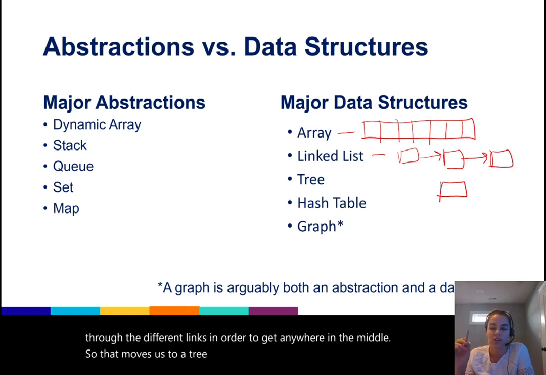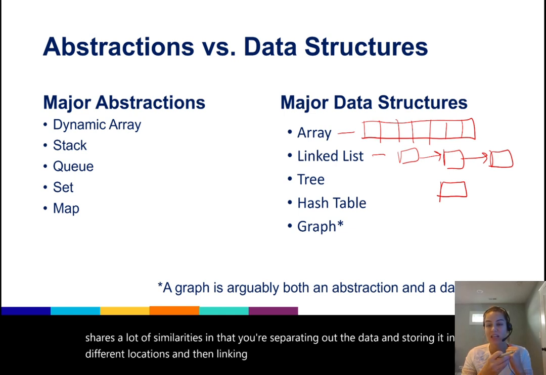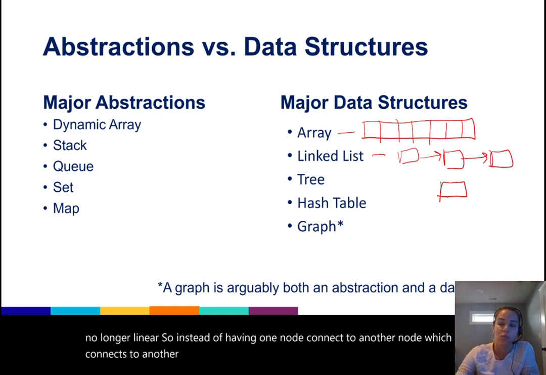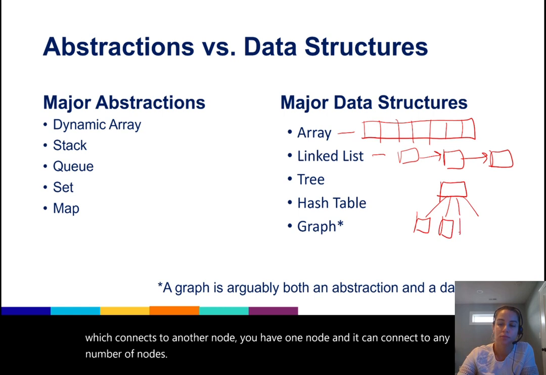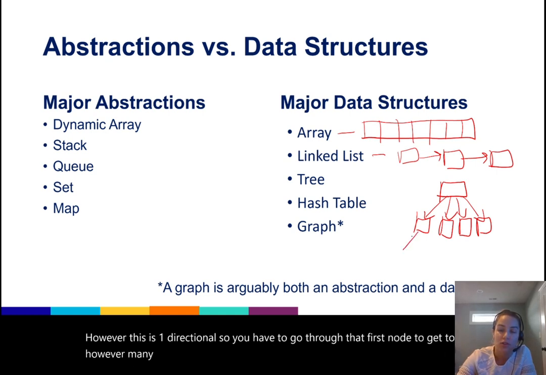So a tree data structure is different than a linked list, but shares a lot of similarities in that you're separating out the data and storing it in different locations and then linking it up. But the linking is different because it's no longer linear. So instead of having one node connect to another node, which connects to another node, you have one node and it can connect to any number of nodes. However, this is one directional, so you have to go through that first node to get to however many other nodes it connects to, and then those nodes also can connect to any number of nodes each as well.